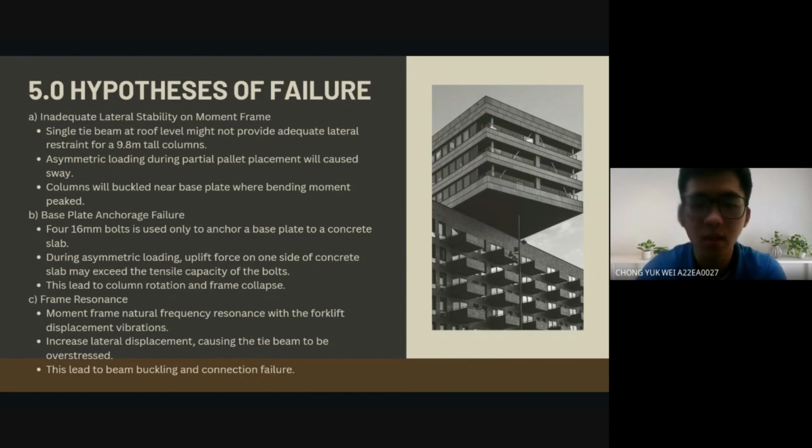The third hypothesis is the resonance in the frame. As we all know, the moment frame has a natural low frequency, and during the daily operations, the moment frame natural frequency might resonate with the forklift displacement vibrations or any other vibrations made by the workers. So this resonance will increase the lateral displacement, causing the tie beam to be overstressed. And in the end, this will lead to the beam buckling and connection failure.